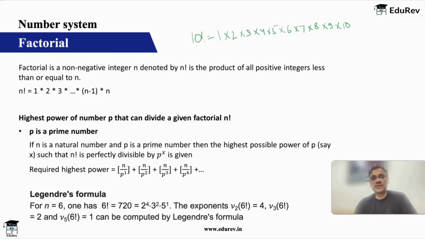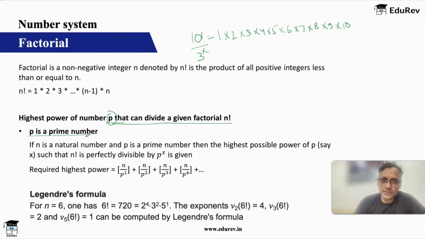Now, what kind of questions are asked? The most common question is, what is the highest power of any number p that can divide n factorial? For example, 10 factorial I have already given you. I can ask you a question that 10 factorial can be divided by, let's say, 3 to the power x. What is the highest possible value for x? That is the question. Okay, so now this p that is dividing, it can be a prime number or it can be a composite number.